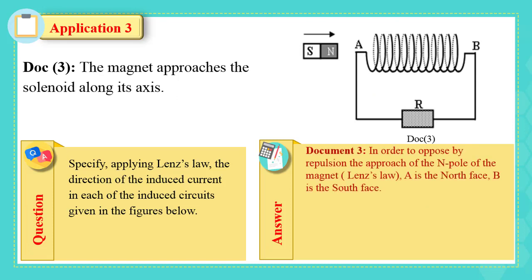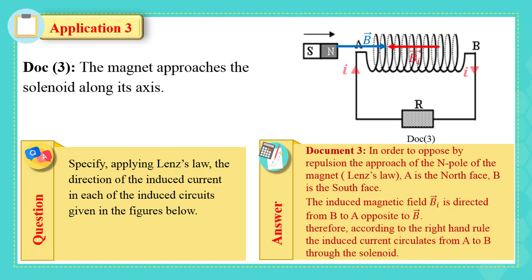Document 3. In order to oppose by repulsion the approach of the north pole of the magnet according to Lenz's law, A is the north face, B is the south face. The induced magnetic field BI is directed from B to A, opposite to B. Therefore, according to the right-hand rule, the induced current circulates from A to B through the solenoid.